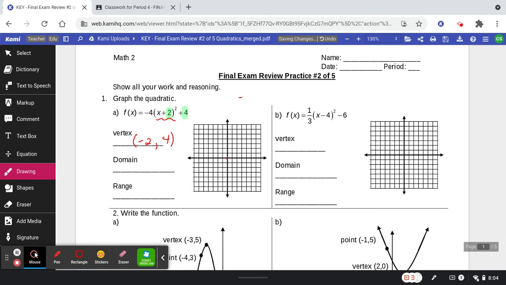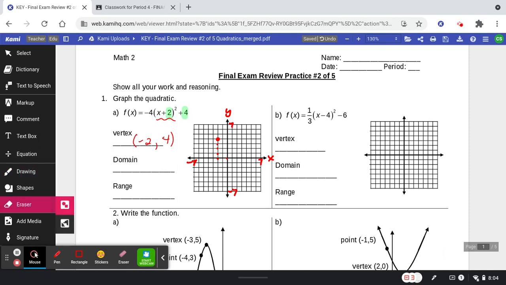So negative 2, up 1, 2, 3, 4. That would be counting by ones here. So 1, 2, 3, 4, 5, 6, 7. Go ahead and label your axes: 7, 7, negative 7, negative 7. And this is your x and this is your y. Label and scale. Don't forget to label and scale. Okay, so that's my starting point, my vertex.